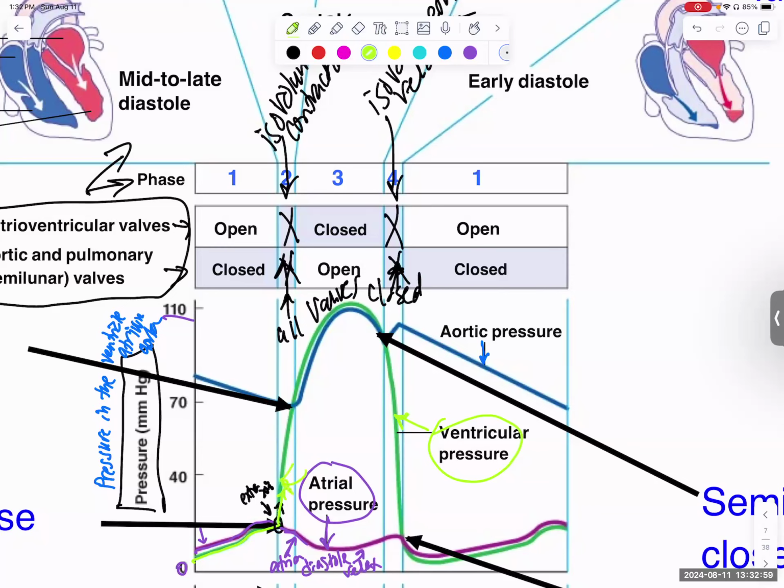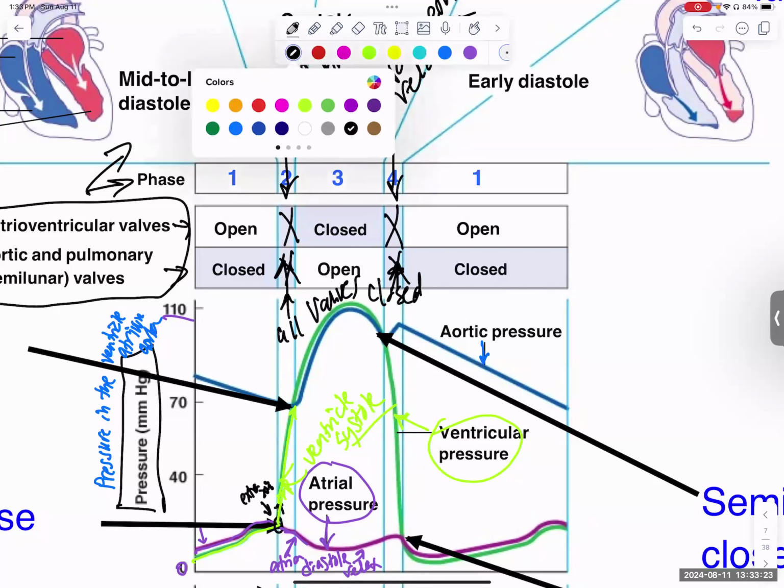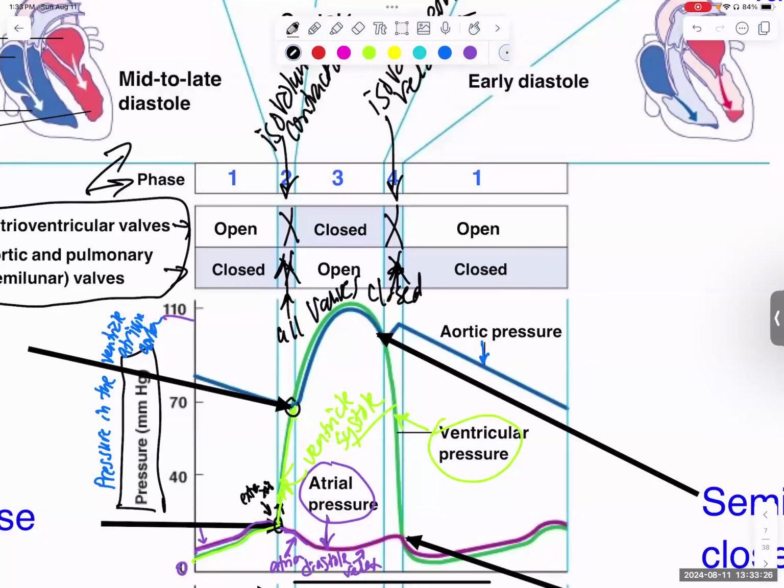Here is the point where the ventricle starts systole or contracting. So here the pressure is rising in the ventricle because all the valves are closed and the ventricular wall is contracting and just increasing that pressure. At this point right here, semilunar valves open. This point here, AV valves close.